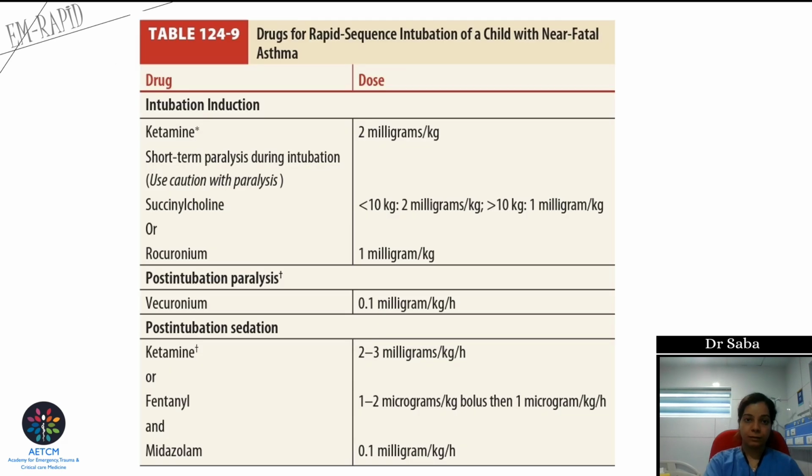When we talk about the drugs for rapid sequence intubation, ketamine is given in dosages of 1 to 2 milligram per kg. Rocuronium can also be used as a paralytic agent, that is 0.9 to 1 milligram per kg, and then other drugs like vecuronium can also be used. But as an anxiolytic, fentanyl or midazolam are the preferred agents. But in children, fentanyl is not really a go-to drug.